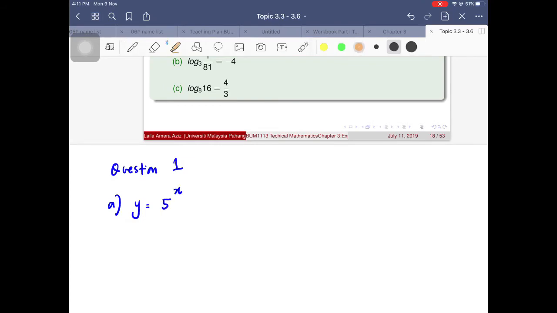For this case, what is going to be my base? My base is going to be 5. Whatever goes beneath the power, my power is x, anything that goes beneath that is going to be the base. When I change this to logarithm form, it's still going to be the base. Now I'm going to move it to the other side, so I will get log of base 5 y, that is going to equal x. That's what happens when we change it to logarithm form.